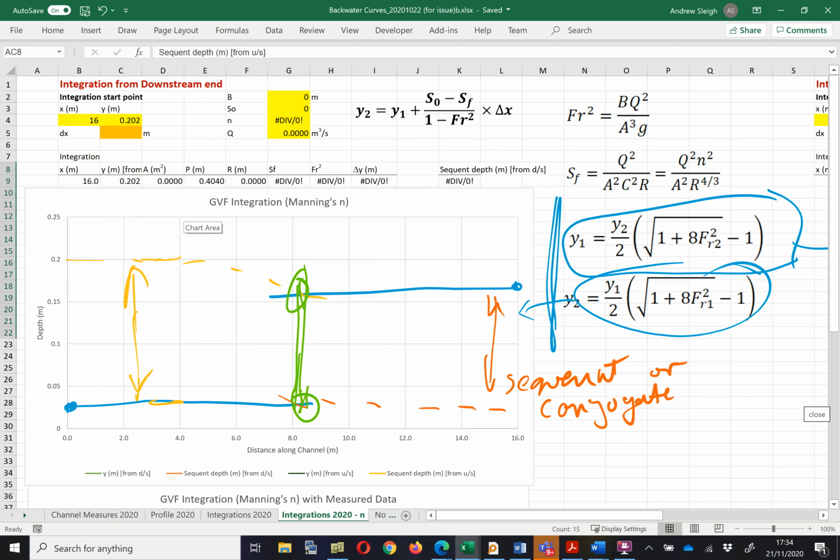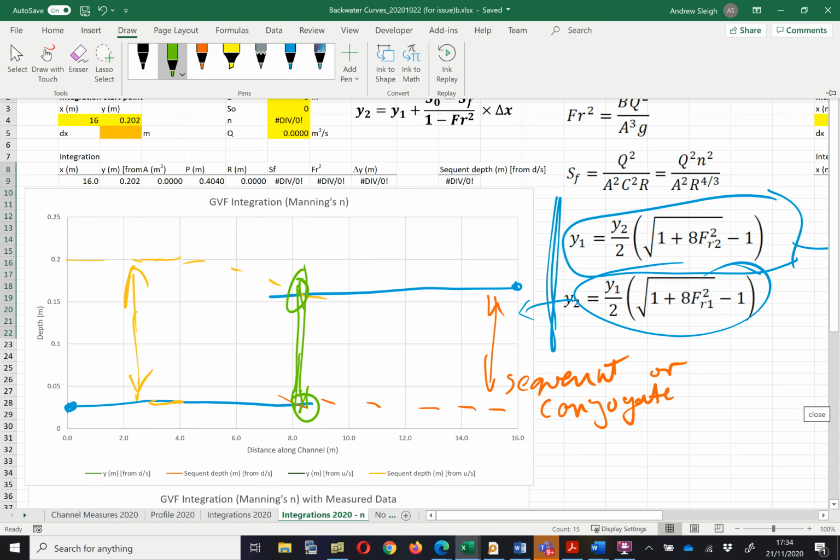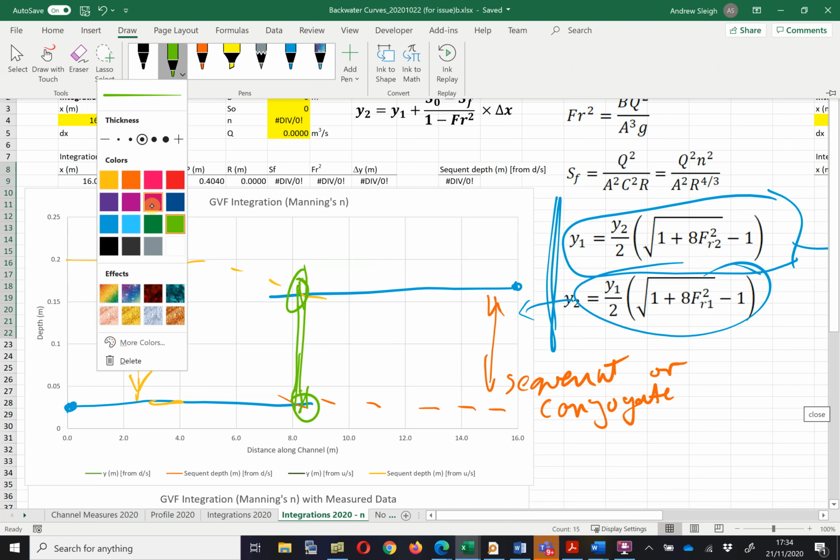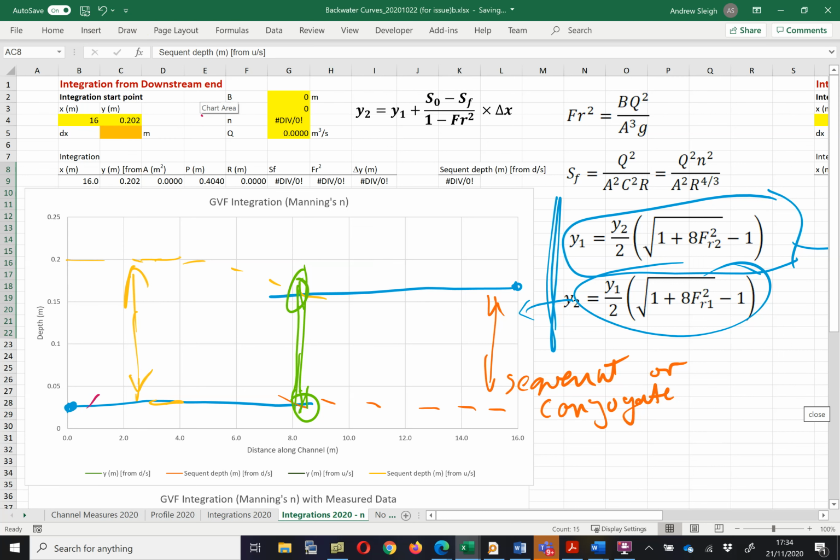You might want to also sketch the actual measured data on this chart. So the measured data might be something like this. It won't be a vertical line, but it might be similar. It might be in a similar place, or it might be in a very different place. I'll leave that for you to calculate. Okay.